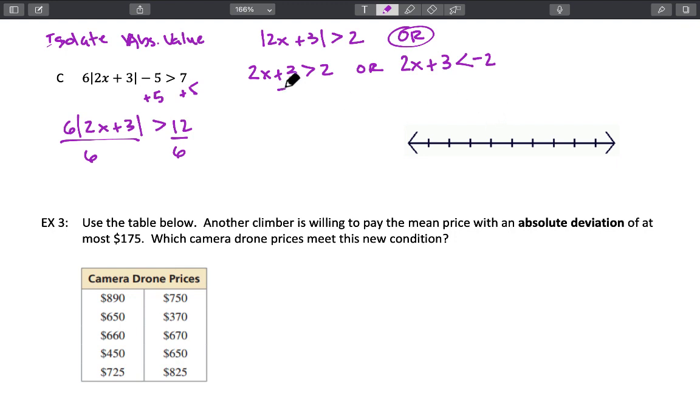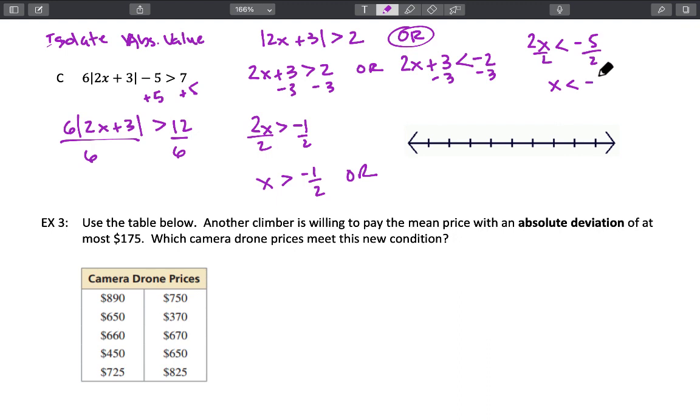All right, solving straight ahead, we're going to subtract 3. That gives me 2x is greater than negative 1. Divide by 2. x is greater than negative 1/2. Or let's solve the next one here by subtracting 3. That gives us 2x is less than negative 5. Divide over your 2, and you have x is less than negative 5/2, or negative 2.5. All right, so we're going to write this down here: x is less than negative 2.5.